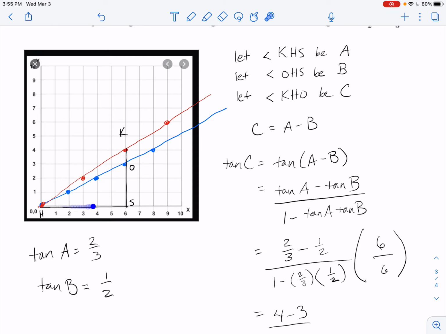Okay, so OHS right here, I called angle B. I called the big one A, I called the little one B, and the one that we're looking for is C. So I know that C, my goal, is equal to A minus B. So tangent of C is going to be tangent of A minus B.